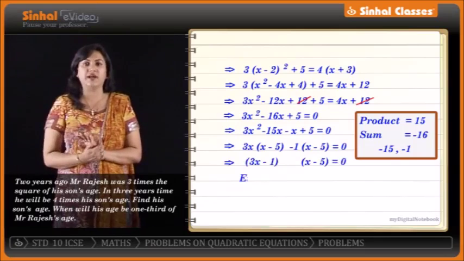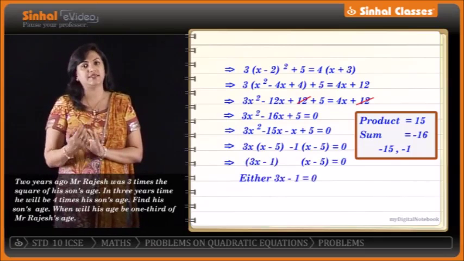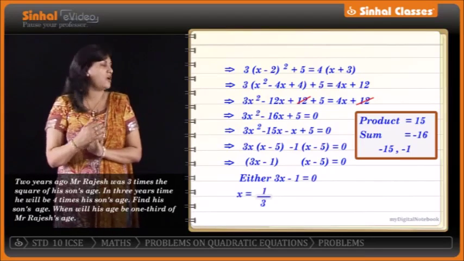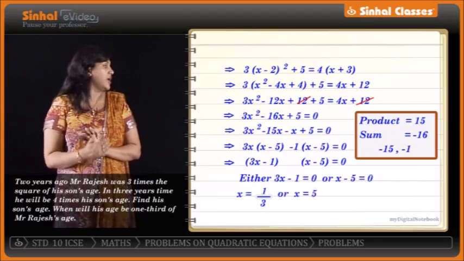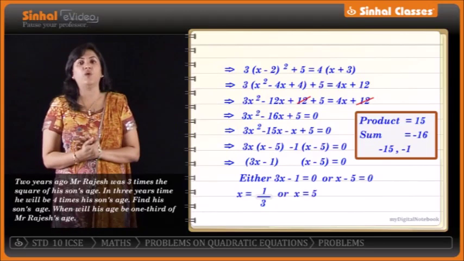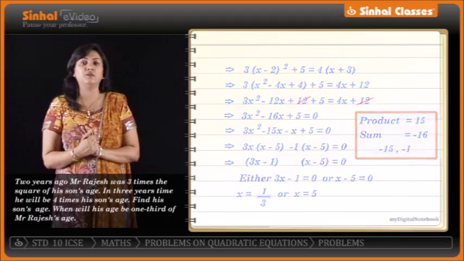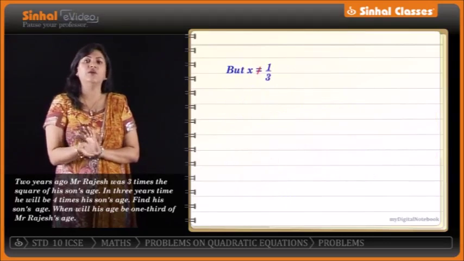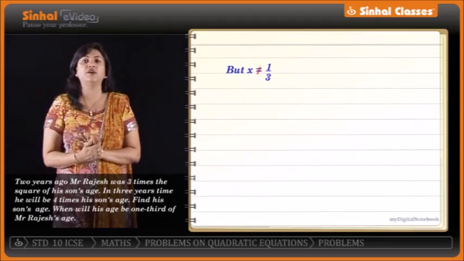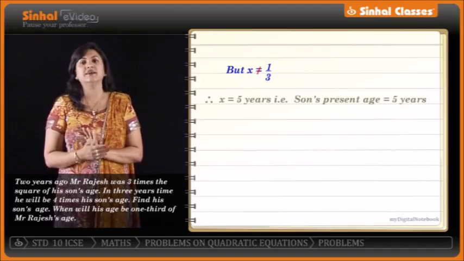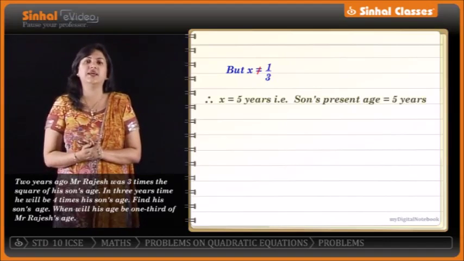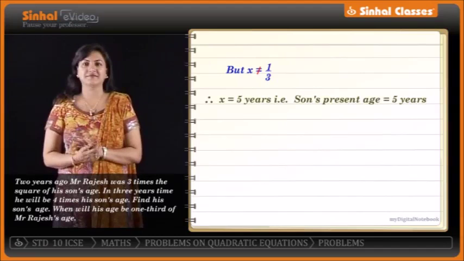So, either 3x minus 1 is 0, that is x is equal to 1 upon 3, or x minus 5 is 0. So, x is equal to 5. Now, x cannot be equal to 1 upon 3. Why cannot it be equal? In doing so, the age 2 years before would be negative, which is not possible. So, x is equal to 5. That is, the son's present age is 5 years.